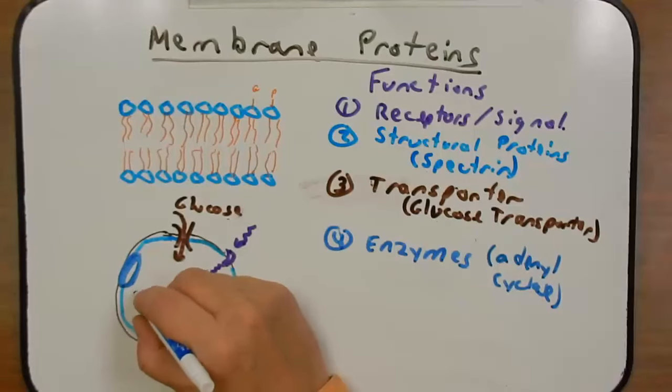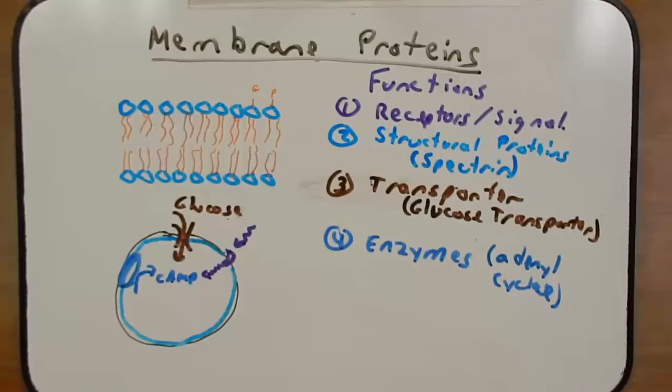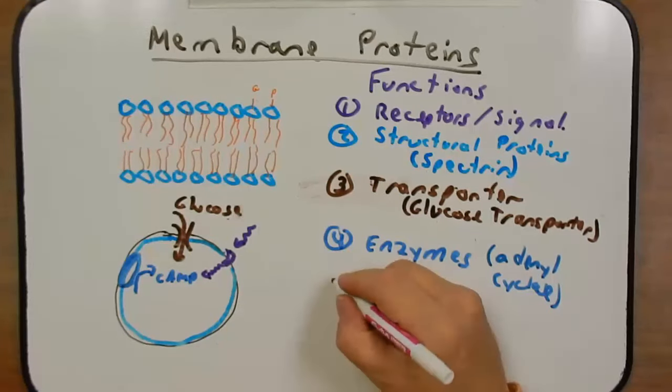Adenylyl cyclase will catalyze the reaction to make cellular cAMP, cyclic AMP. This is a very important signaling molecule in the cell. Let's see, we have a couple more I want to talk about.